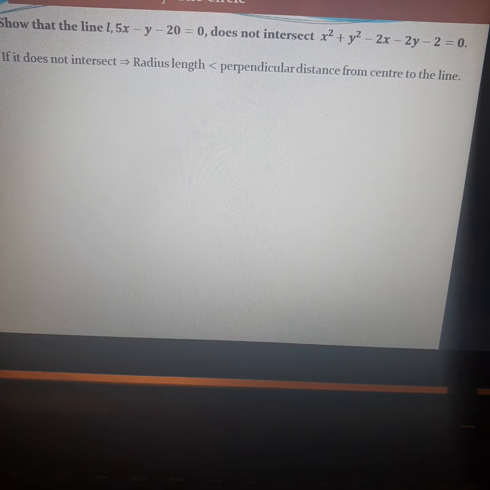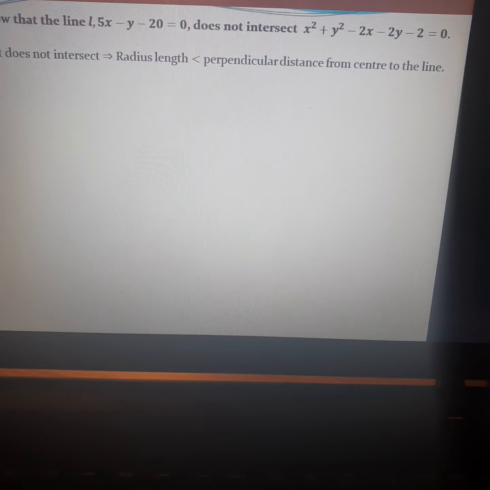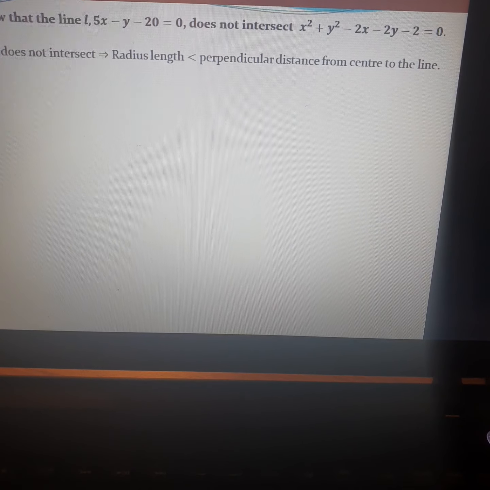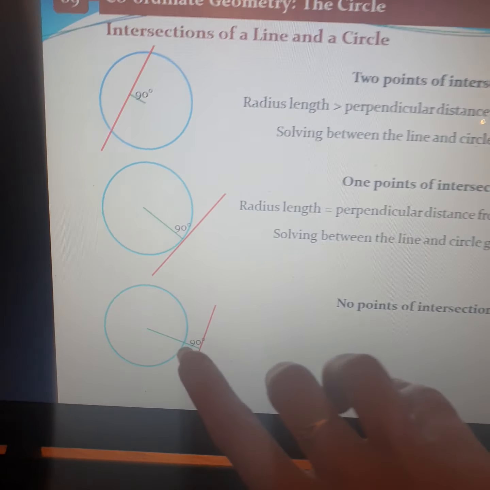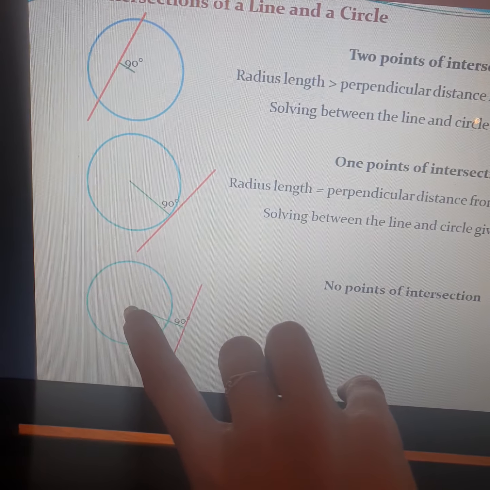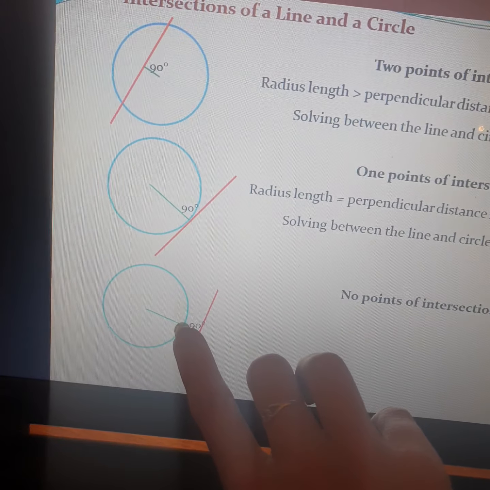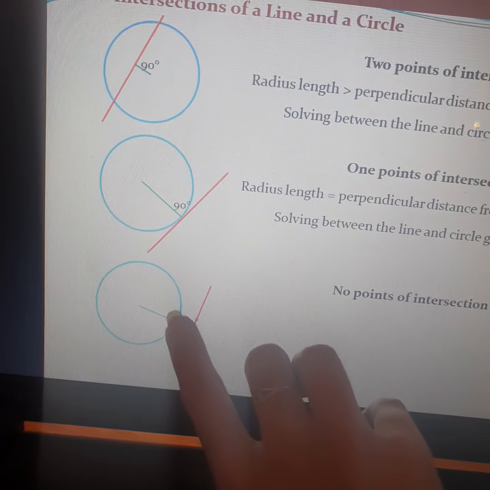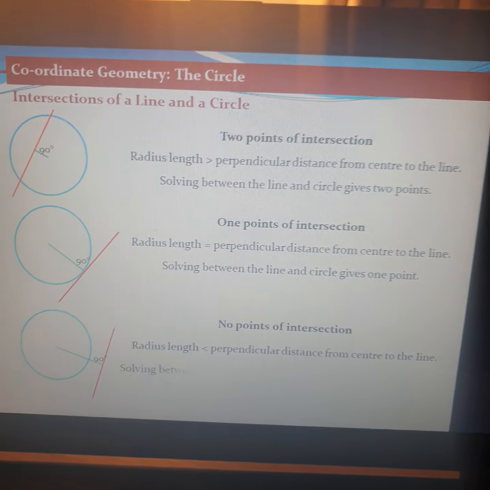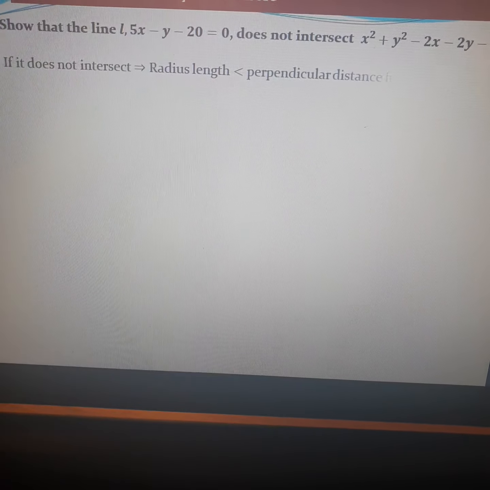So if it does not intersect, the radius length is going to be less than the perpendicular distance from the centre to the line. So let's go back to what we mean. So if it doesn't intersect, it would be something like this, where the radius length is from the centre to the edge of the circle. That's going to be less than the perpendicular distance from the centre to that line. So let's think about what we can find.